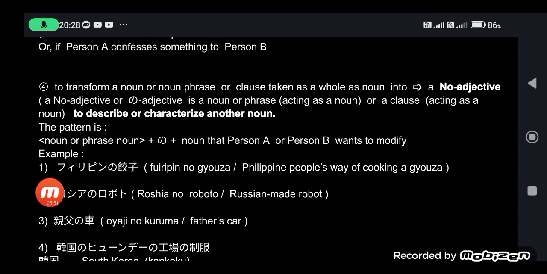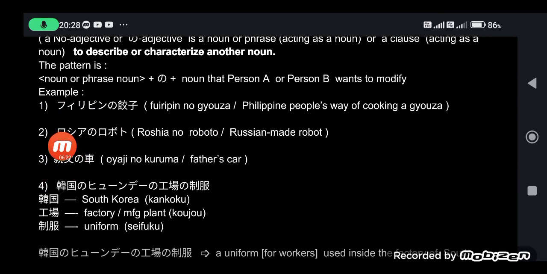So example number 1, Filipino gyoza. Philippine is Philippines. Filipino, this one is gyoza, like a dumpling, very delicious dumpling. Filipino gyoza can be translated into Philippine people's way of cooking gyoza. And example 2, Russia no roboto. Perhaps it's a Russian-made robot. Example 3 is Oyaji no kuruma. Father's car. Probably my father's car, implied subject.